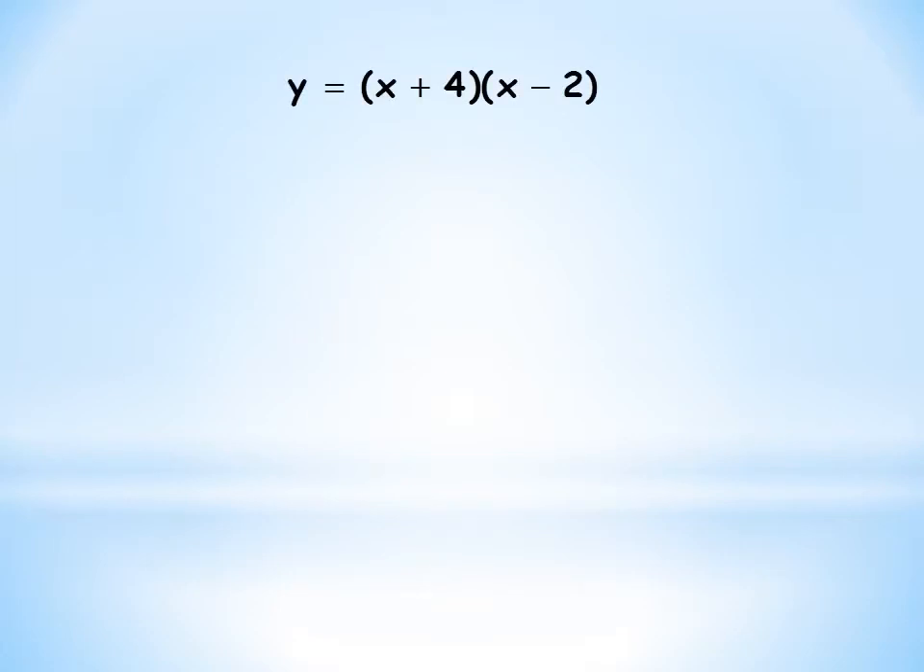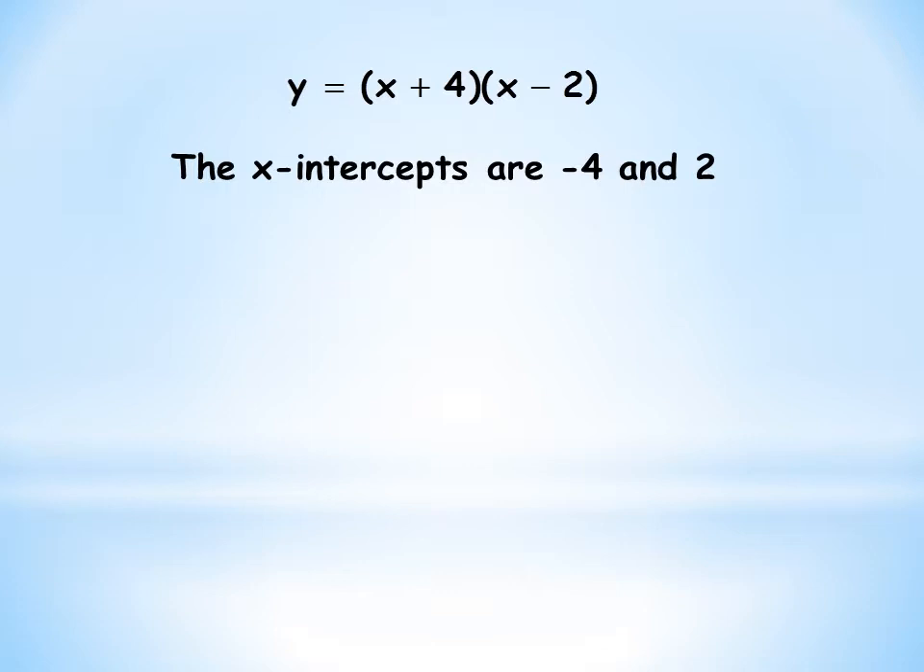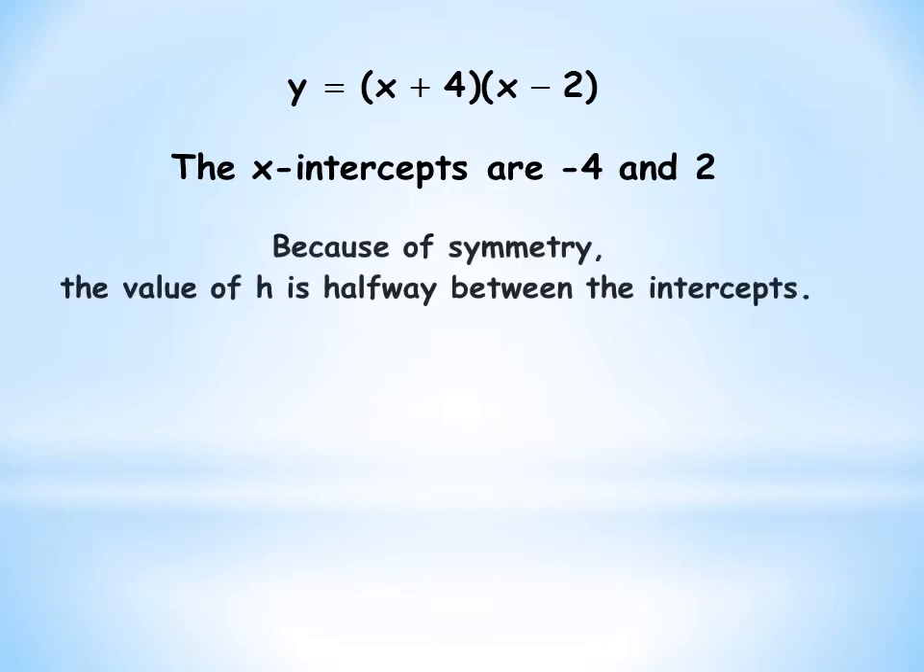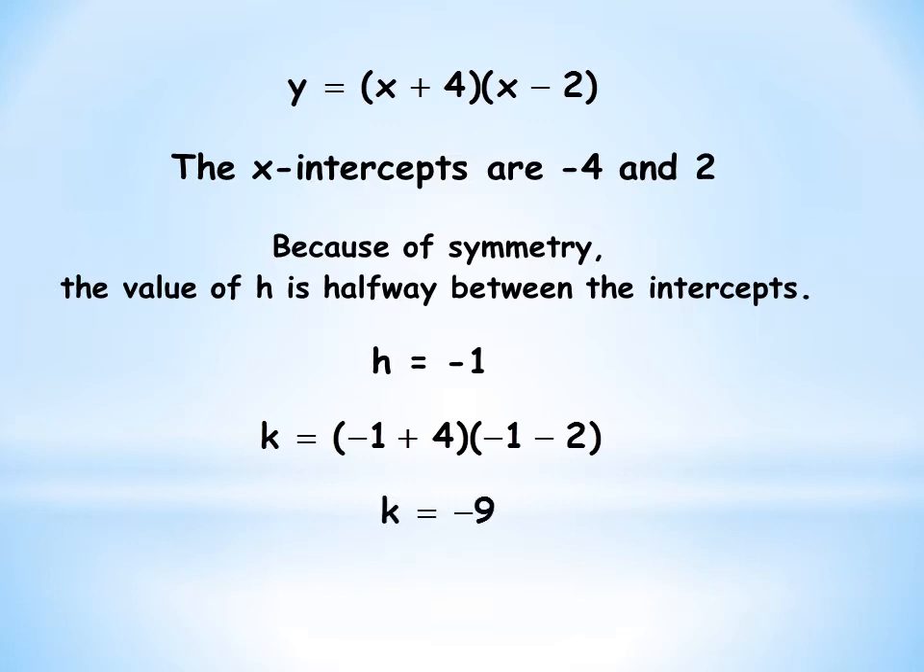So let's take a look at an example here. The intercepts are -4 and +2. So because of symmetry, I know the h value has to be halfway in between these two intercepts. So if I just average them, -4 plus 2 would give me -2, and divide that by 2, I get h is -1. Now that I know h is -1, I can plug it back into my original equation, just like we did when we were graphing in standard form, and I could say -1 plus 4 times -1 minus 2, and I can determine that k is -9.